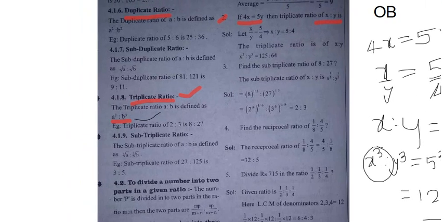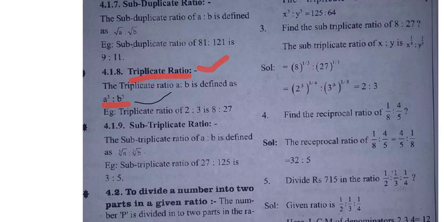See. Find the subtriplicate ratio of 8 is to 27. The subtriplicate ratio of x is to y is x power 1 by 3 is to y power 1 by 3. Now we have learned triplicate means we should do cube. Subtriplicate means we should do cube root. Suppose they gave a is to b, what is the subtriplicate ratio? Cube root of a is to cube root of b. Here what did they give us? 8 is to 27. And they gave here the subtriplicate ratio of x is to y as x power 1 by 3 is to y power 1 by 3.